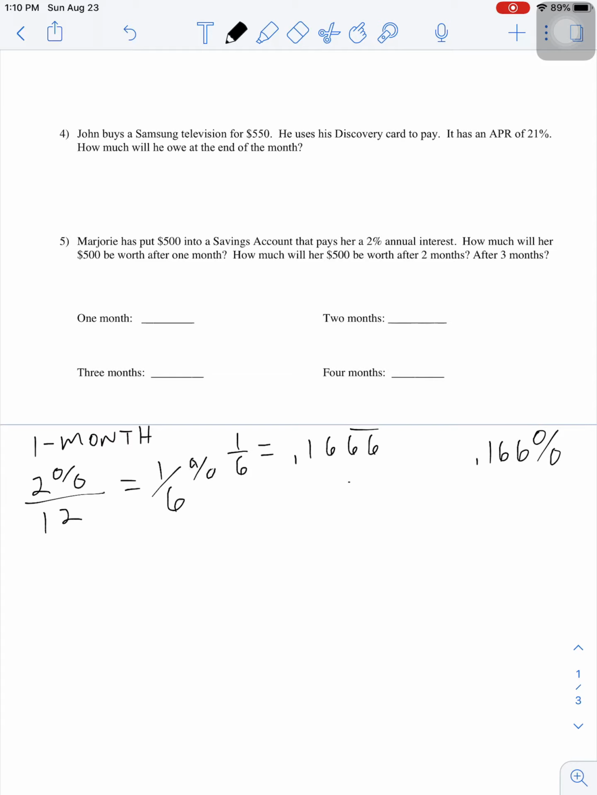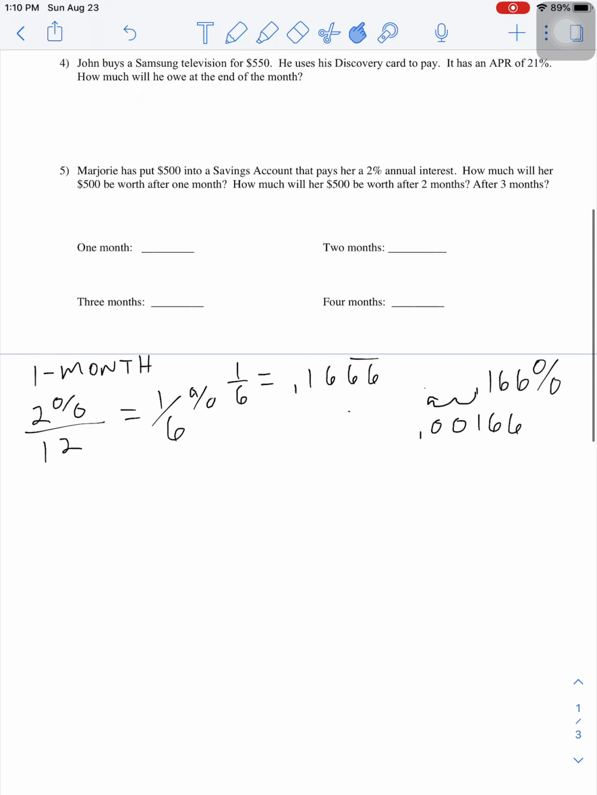All right, now since that's technically a percent, you still have to change it into a decimal you can work with. So we have to go 2 places to the left. So 0.166% is the same thing as 0.00166. The number one mistake I see a lot of kids make is they forget to take that percent and change it into a decimal.